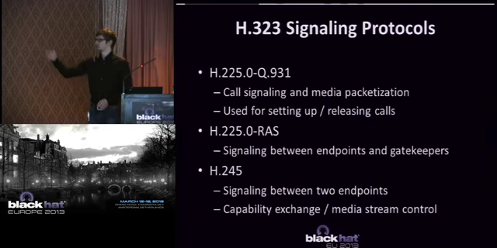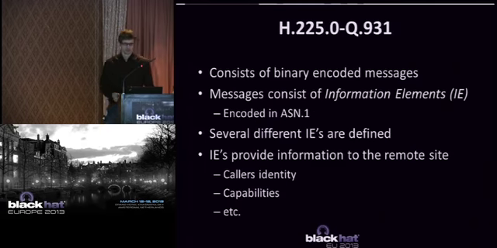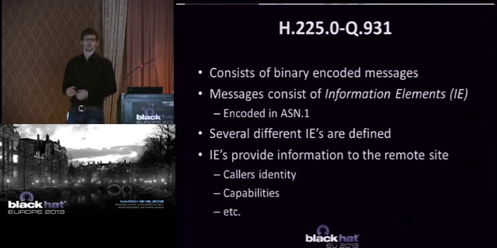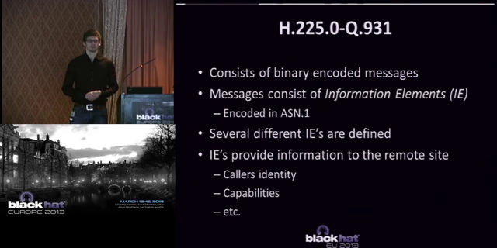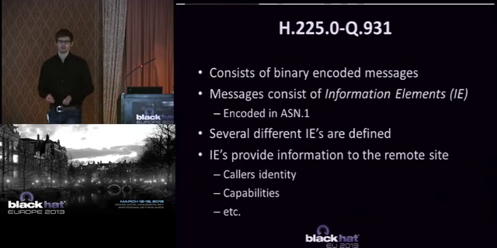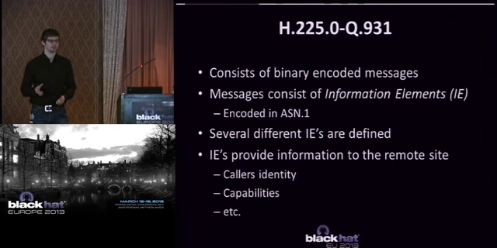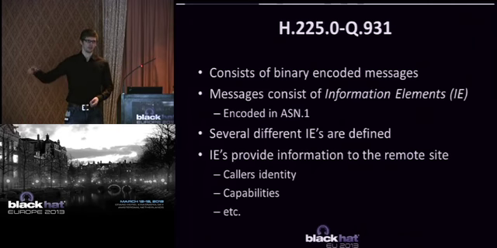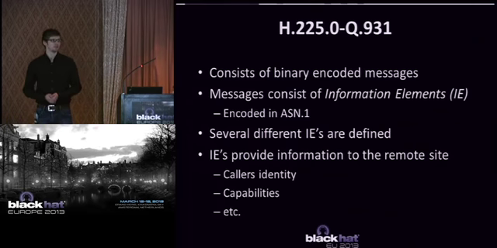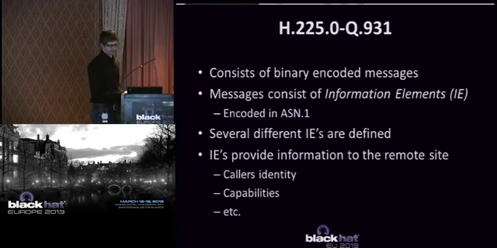And we actually focus on the first protocol. So this protocol consists of several different messages. And each message consists of so-called information elements, which are basically just some kind of information which is transmitted. For example, the caller's identity is an example for an IE, which is just the name of the caller, which should be displayed at the other side. And there are other information elements like capabilities your device is able to support, stuff like that.